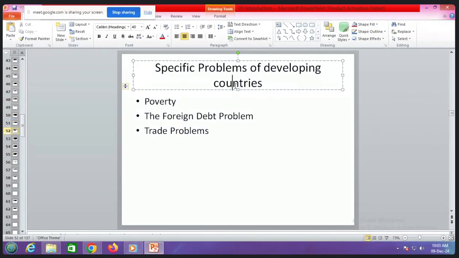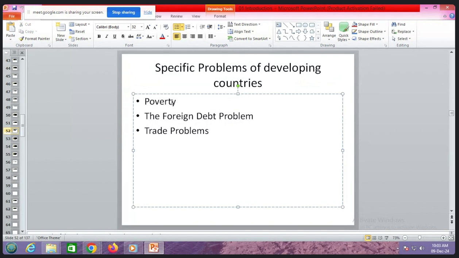Then this segment also, I want you to go through on your own from the textbook. That is, what are the specific problems related to developing countries. This is very clearly and point-wise explained in the textbook by Salvatore in the introductory chapter. What is the specific problem of developing countries? These are all generic topics which do not require too much explanation. That's why I'm just leaving it to you for studying on your own.